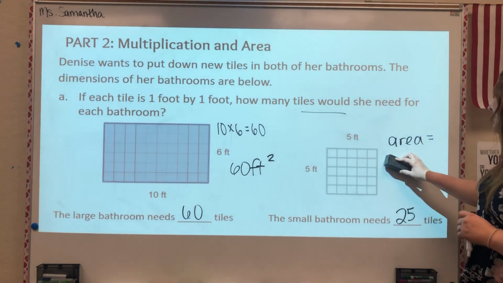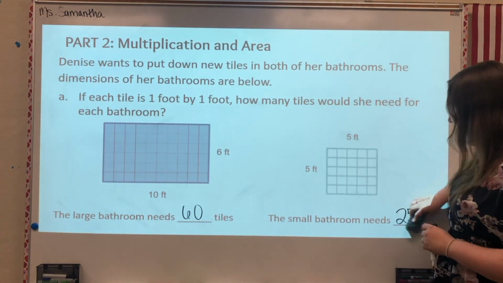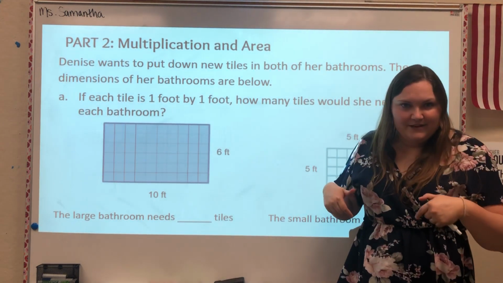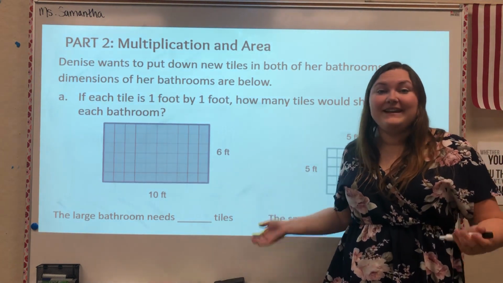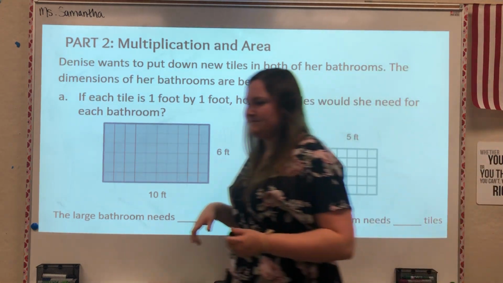And you might have seen that in your real life before, right? If you've ever looked at an apartment or a house, they tell you how big the apartment is, at least here in America, with square feet. When I got my apartment, they told me the apartment is 700 square feet. Same idea as this.